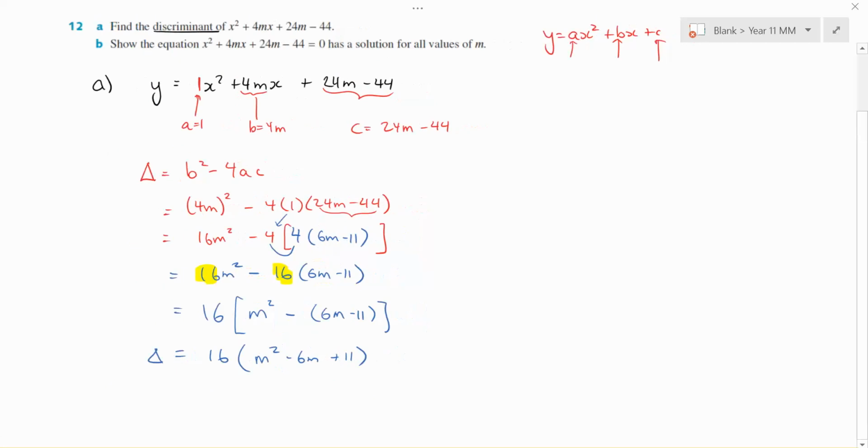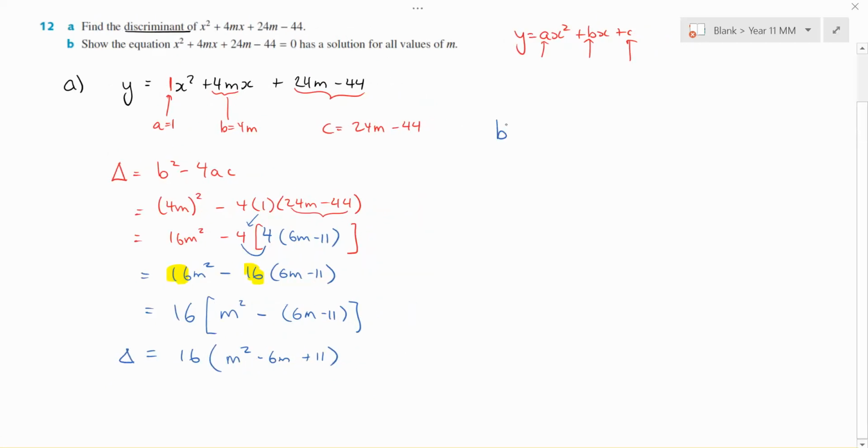Now, answering question B. B says, show that the equation x squared plus 4mx plus 24m minus 44 has a solution for all values of m. Okay, so for all of m.